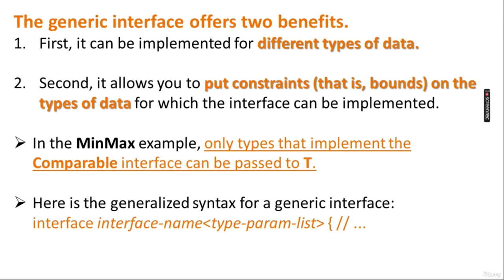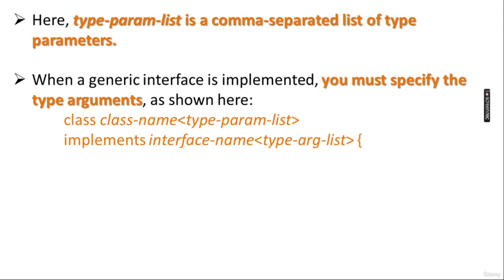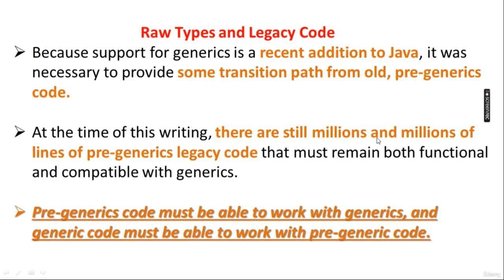Here is the generalized syntax for the interface: interface name, type parameter list. So it is the syntax, you should follow it. Type parameter list is a comma separated list of type parameters. When a generic interface is implemented, you must specify the type arguments, like class name, type parameter list, implements interface name, type argument list. Okay. So when you are implementing it, you must specify the type argument list in the opening and closing braces, that is the angle brackets.